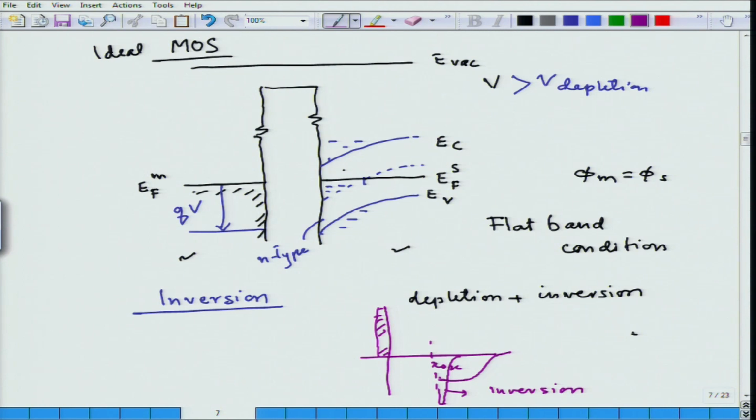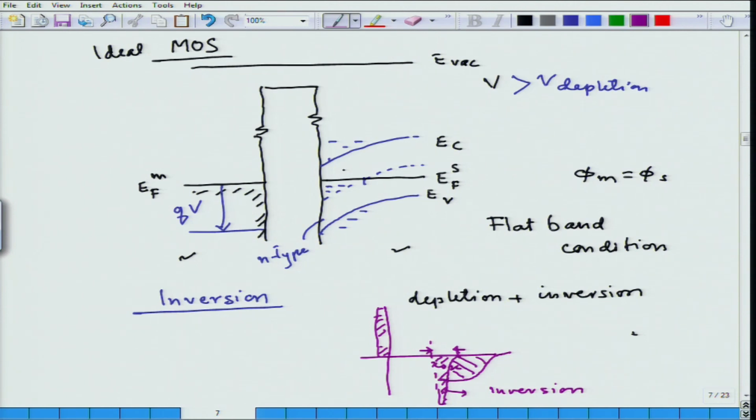We need to keep in mind that this inversion region is actually very small in dimension, but in order to show it to you I am making it big. This is a very thin, almost delta-like charge distribution at the edge of the oxide and in the semiconductor. Now, if I look at the capacitance of this, it would be the capacitance due to the oxide plus the capacitance due to the depletion layer.